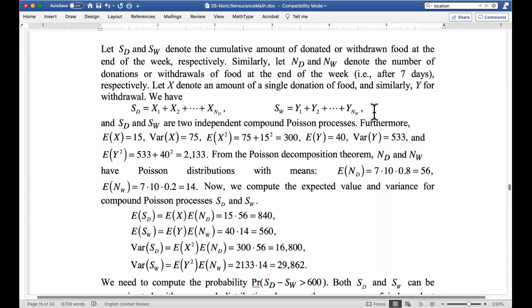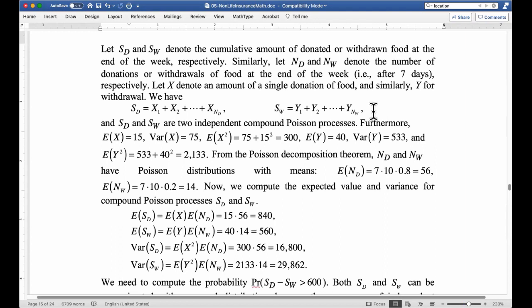And we have S sub D equal to X1 plus X2 up to X sub N sub D, and S sub W equal to Y1 plus Y2 up to Y sub N sub W. And S sub D and S sub W are two independent compound Poisson processes. Furthermore, E of X is 15, variance of X is 75. E of X squared is variance plus square of mean, so 300.